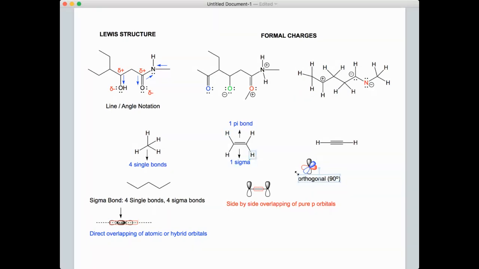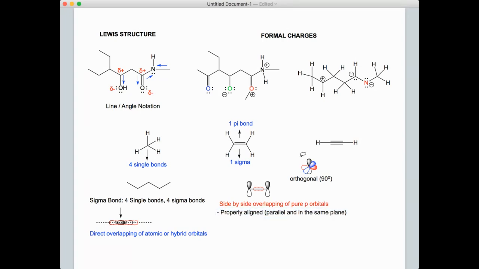So why am I emphasizing this? Because I'm talking about pi bonds and saying that the pi bond is a side-by-side overlapping of pure p orbitals. Now, for two p orbitals to form a pi bond, they must be, this is a requirement, properly aligned, meaning that they must be parallel and in the same plane. Very important.